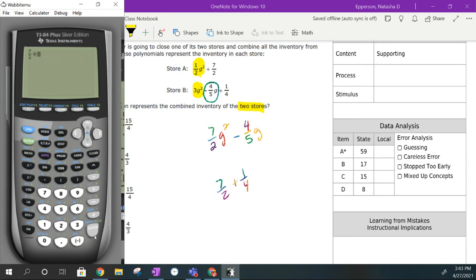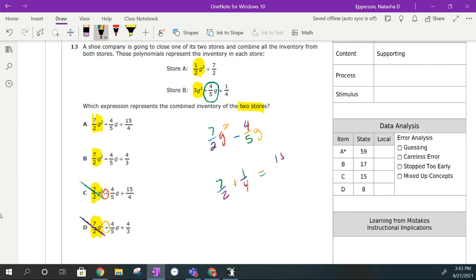And then I'm going to add plus, and then we're going to go back to alpha y equals, numerator over denominator, and put 1 over 4, and I'm going to hit enter. That gives me 15 over 4, which is this answer here on A, so our answer is A.